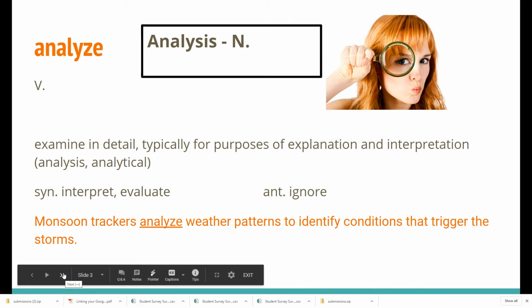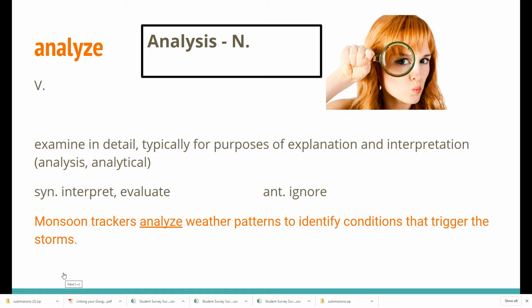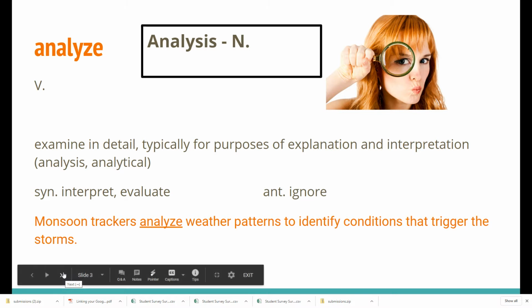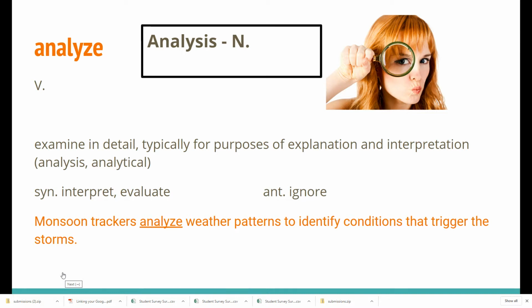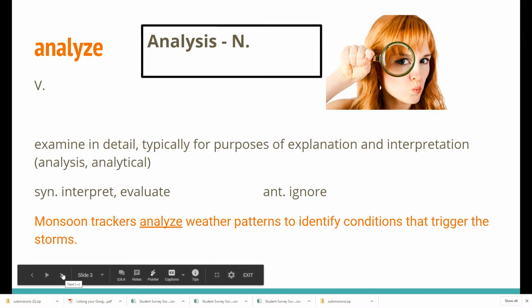Look at the sample sentence. Monsoon trackers analyze weather patterns to identify conditions that trigger storms. Essentially, those monsoon trackers are looking at all the little details that show us what causes a storm. Analyze.